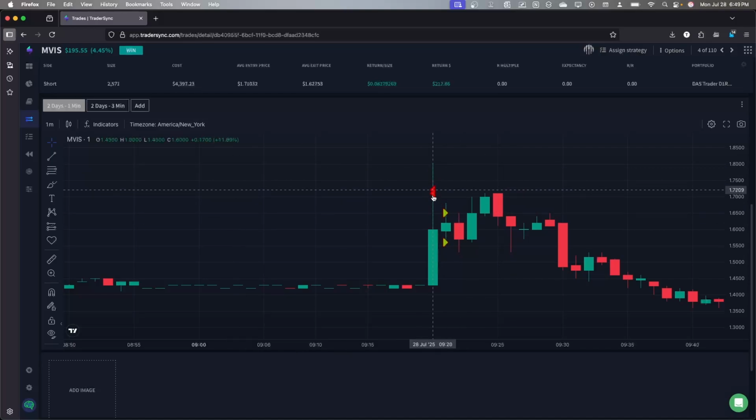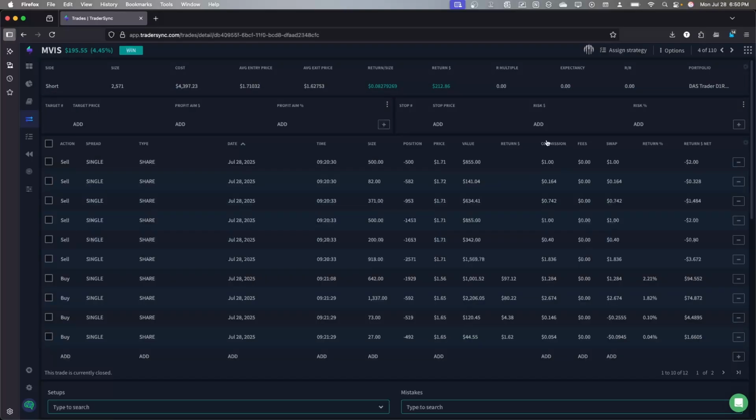Then it got shorted super quickly, below 1.6. I covered some in this 1.55 wick here, and I was hoping to cover more lower, thinking it would come lower, but it recovered, and then I got out the rest there. So a solid win on MVIS. Net here was 195. I think this is calculated after locate and commissions, based on what we have here, I believe.